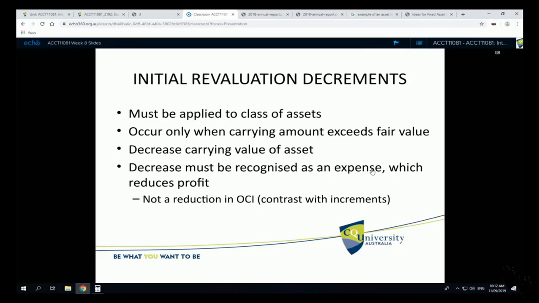The only exception is if we previously revalued it up, then we decrease whatever we revalued it up to, and then any extra goes to expense. Okay, so we decrease the asset revaluation reserve to the amount that we'd previously increased it, and then any extra decrease goes onto the income statement as an expense. But if we've never revalued this before and we revalue it down, then it needs to go straight to expense.